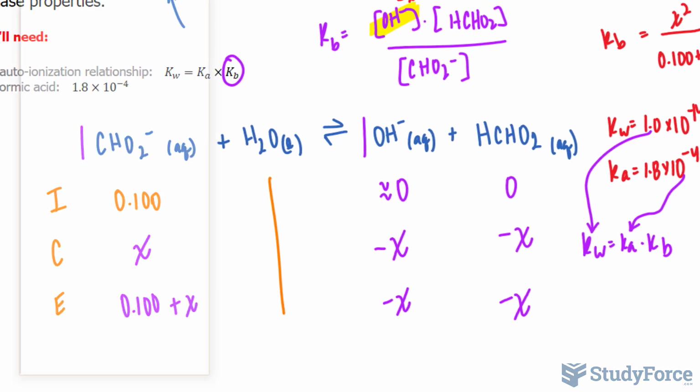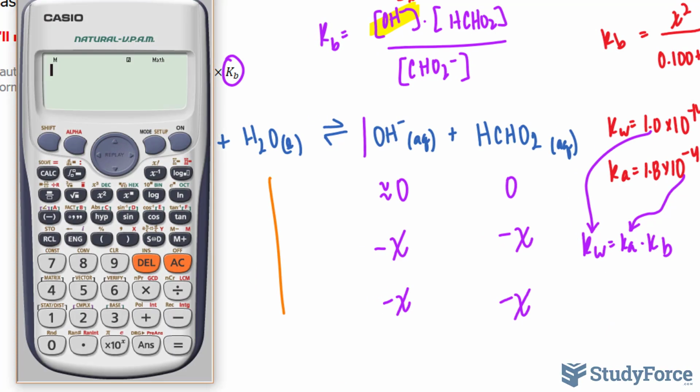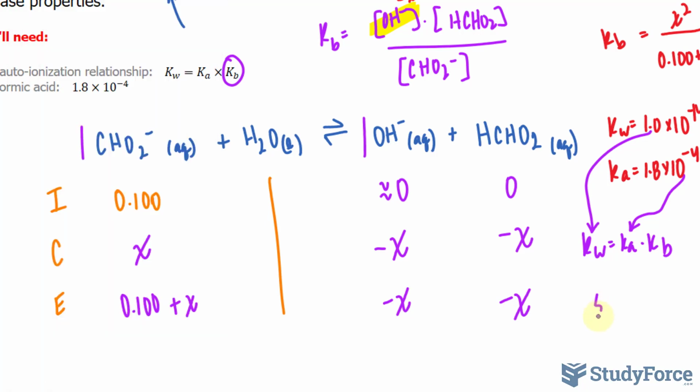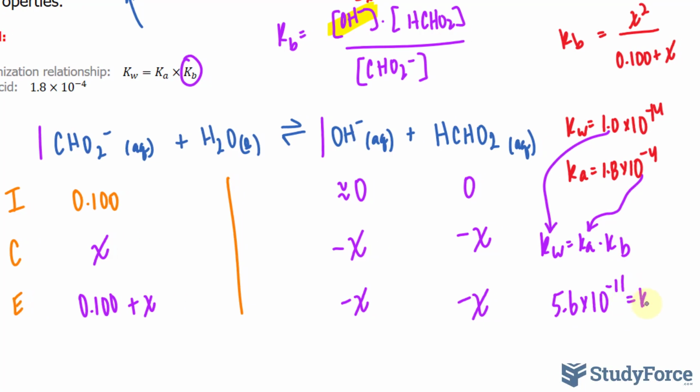And here's how to do that. Open up your calculator, type in 1.0 times 10 raised to the power of negative 14, and divide both sides of the equation by 1.8 times 10 raised to the power of negative 4. This gives us a value for Kb that's 5.5 times 10 to the power of negative 11. And we'll reduce this down to two significant figures. It should be 5.6 times 10 to the power of negative 11 as Kb.